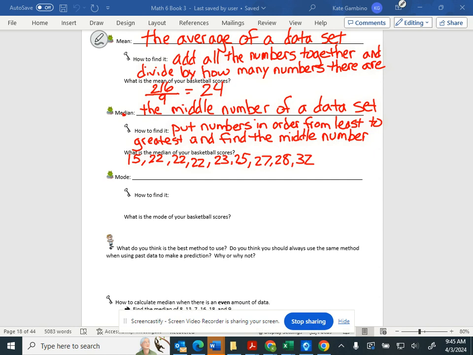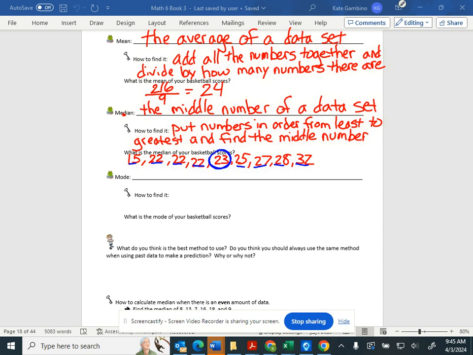What is our median, Lauren? 23. Because when I put them in order, I've got 15 and 32, 22, 28, 22, 27, 22, 25, and I've got 23 right in the middle. So many people forget to put them in order. So many people just look at the list of numbers, find the middle number, and say that's your median. It is not. Remember, the very, very important first step, always, always, always put them in order.